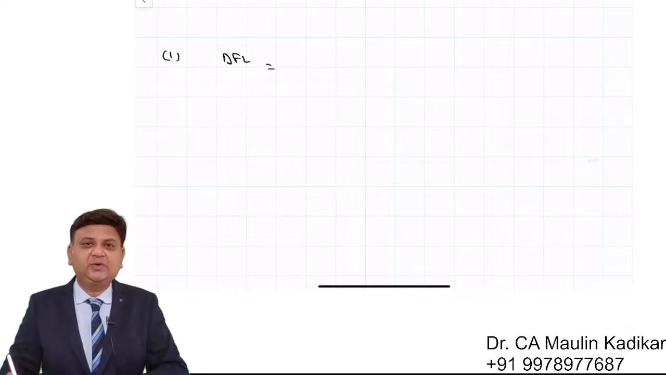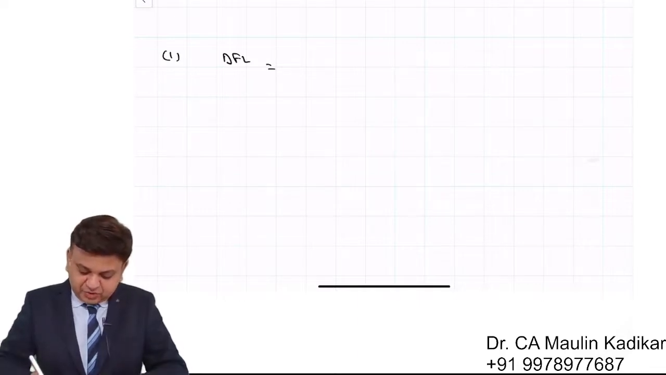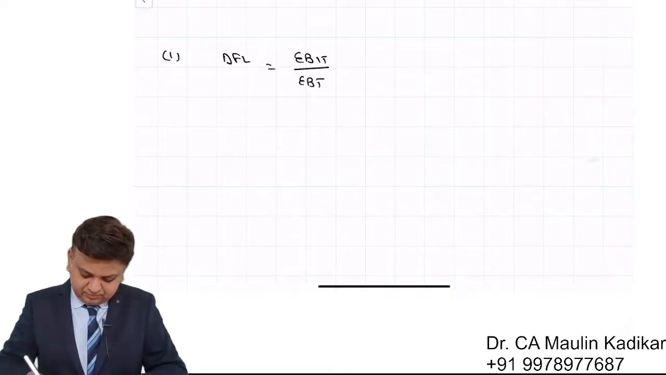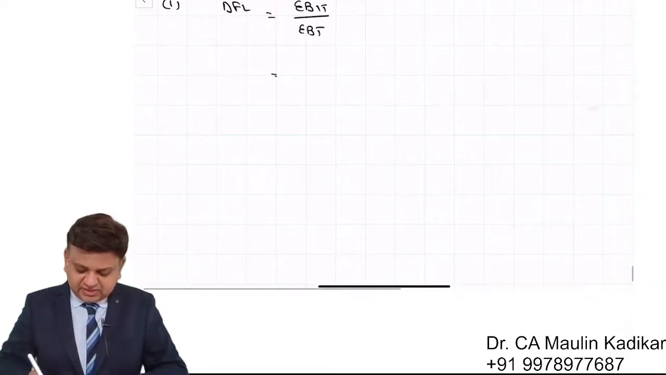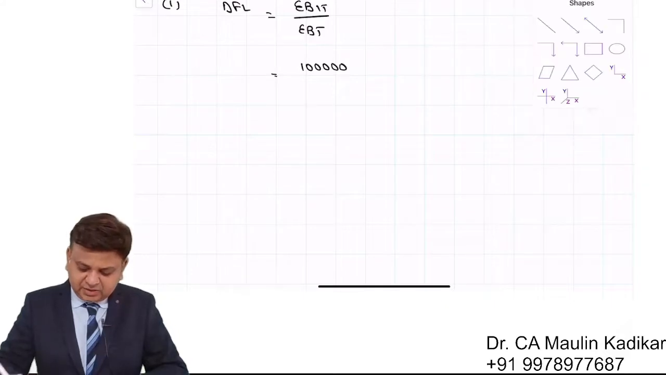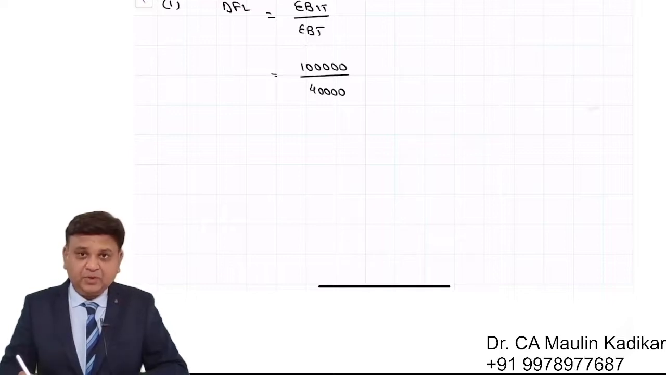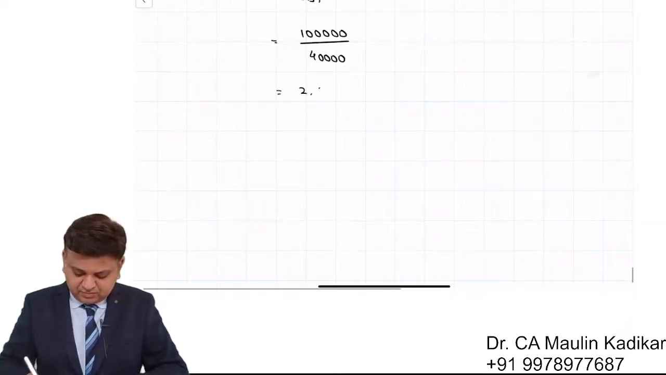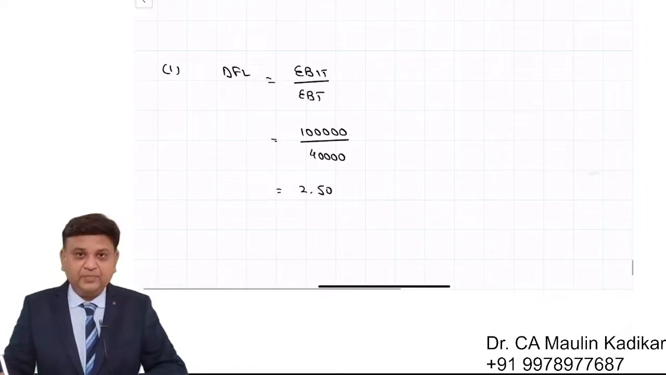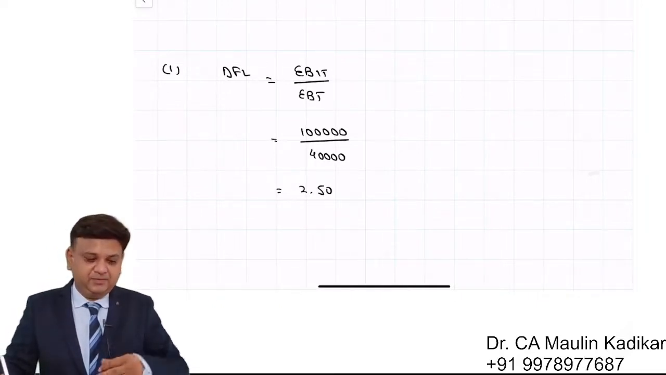we can see that we are required to find DFL, and preference dividend information is not given. So DFL will be found as EBIT upon EBT. As far as EBIT is concerned, it is an amount of 1 lakh and EBT is 40,000. So the answer is 2.50. That is the way the DFL is found.